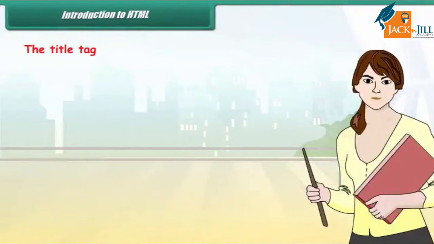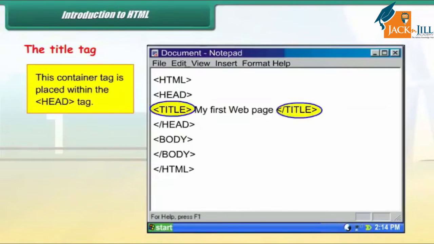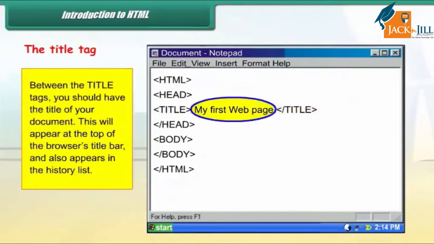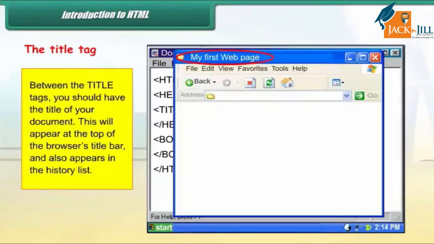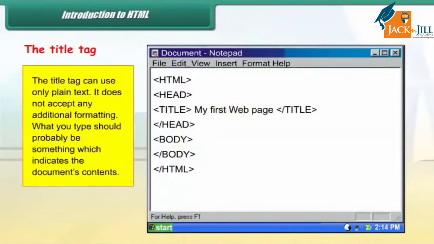The title tag. This container tag is placed within the head tag. Between the title tags, you should have the title of your document. This will appear at the top of the browser's title bar and also appears in the history list. The title tag can use only plain text. It does not accept any additional formatting. What you type should probably be something which indicates the document's contents.